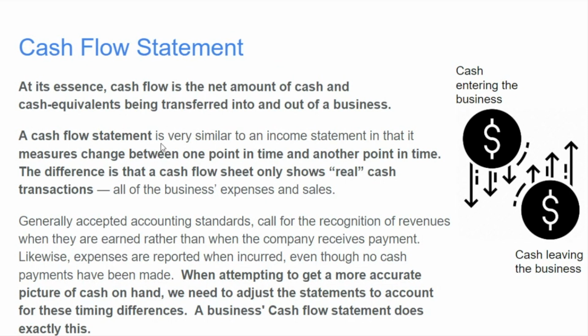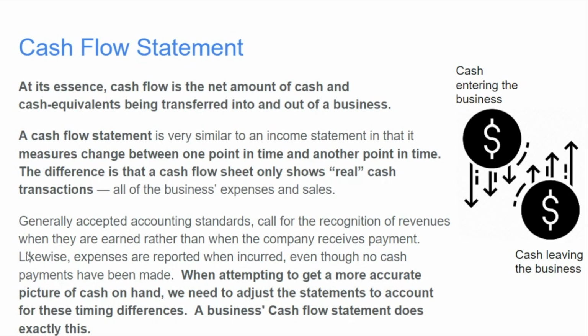So at its essence, cash flow is the net amount of cash or cash equivalents being transferred into or out of the business. So what's coming in, what's going out. The cash flow statement is similar to the income statement. Now, we think about an income statement. What an income statement does is it measures revenue coming in minus the expenses going out, which will give you a profit. Well, this one is worried about the actual cash coming in, the actual cash going out, in order to determine why the cash changed. Okay? So we're looking for real cash here, real cash.